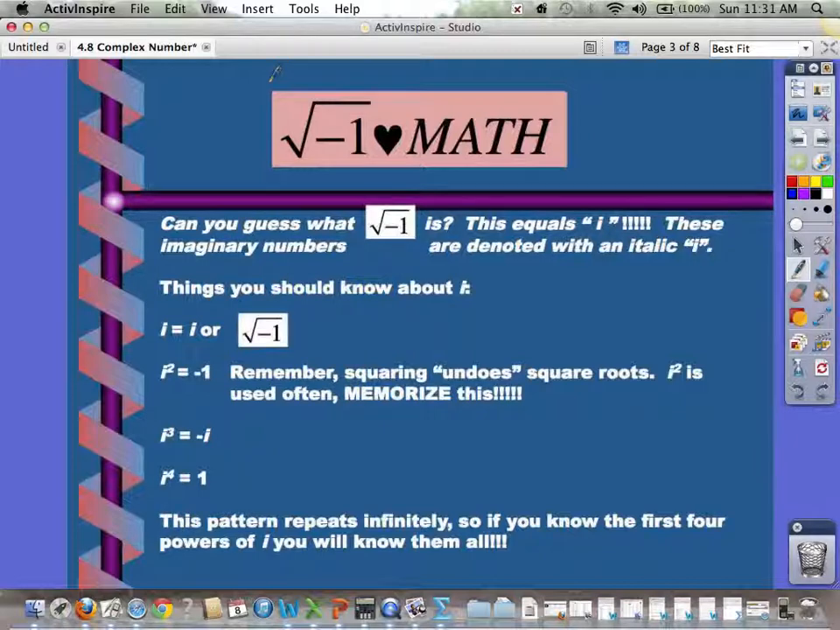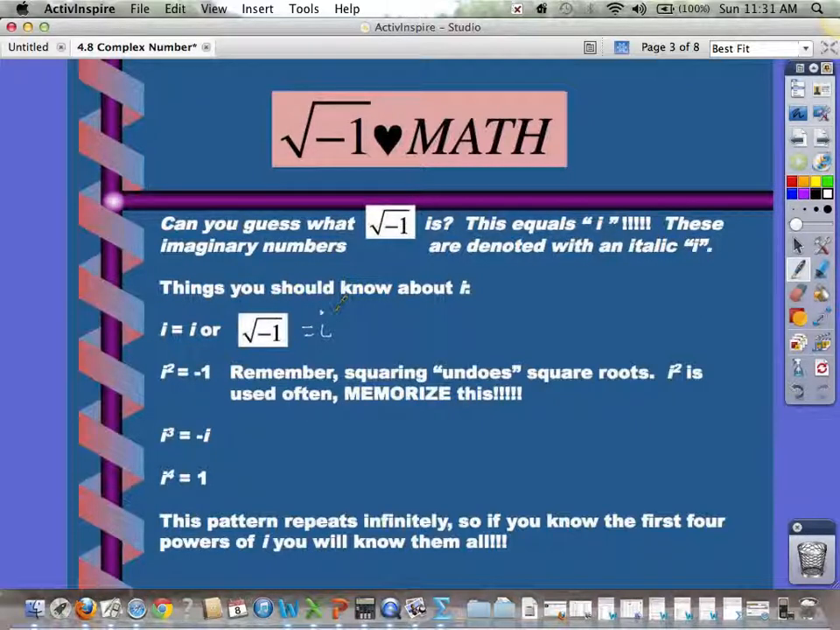All right, so i is equal to i, or the square root of -1. The square root of -1 means i. Okay, so let me write that next to it so you have that. That's the same thing as i.